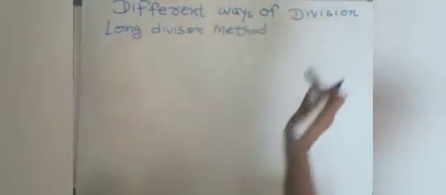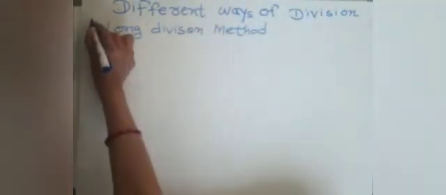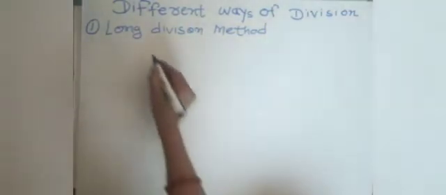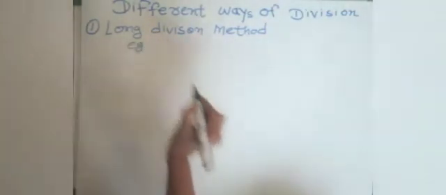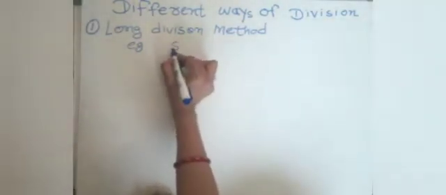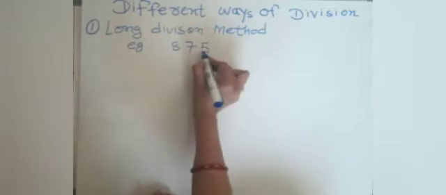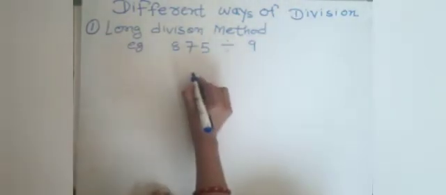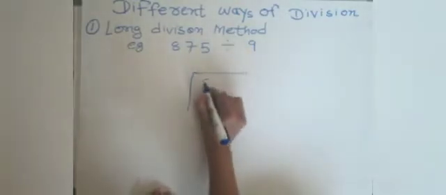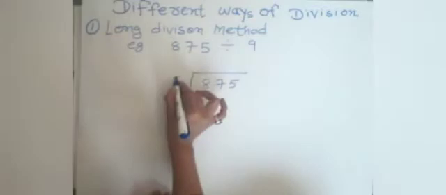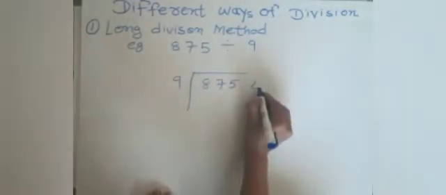Different ways of division method. First is the long division method. As all of you know how to divide, let us start with an example: 875 divided by 9. Write 875 in the inner column and 9 in the outer column.